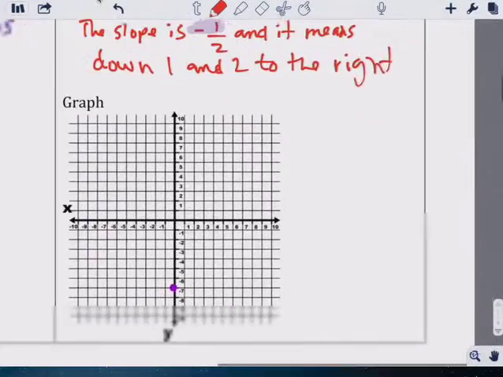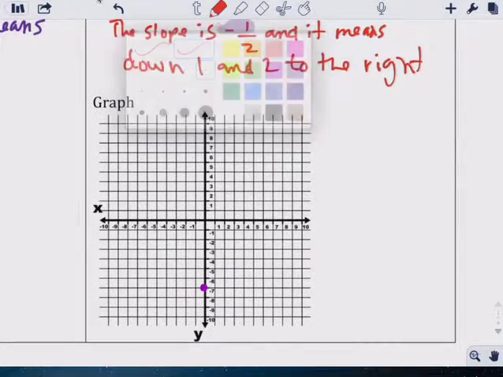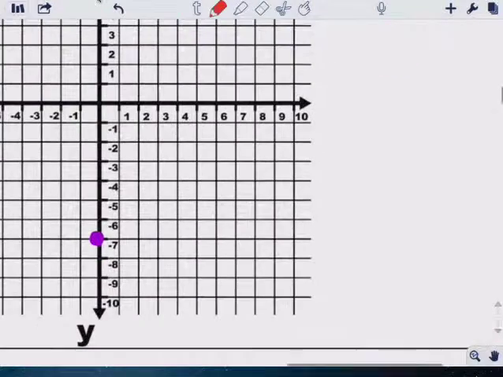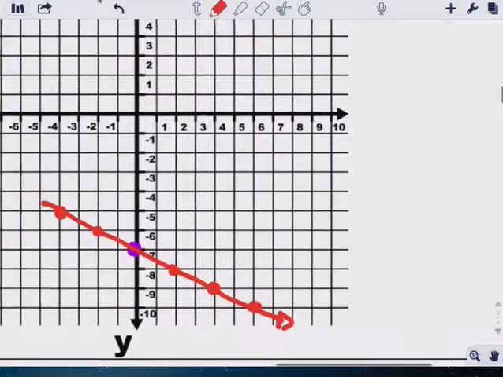Okay, so from your y-intercept, our first purple dot here, you go down 1, right 2. Down 1, right 1, 2, right there. Keep going. Okay? And then up 1, right 1, 2, right there. Up 1, right 1, 2, right there. Okay? And there we go.